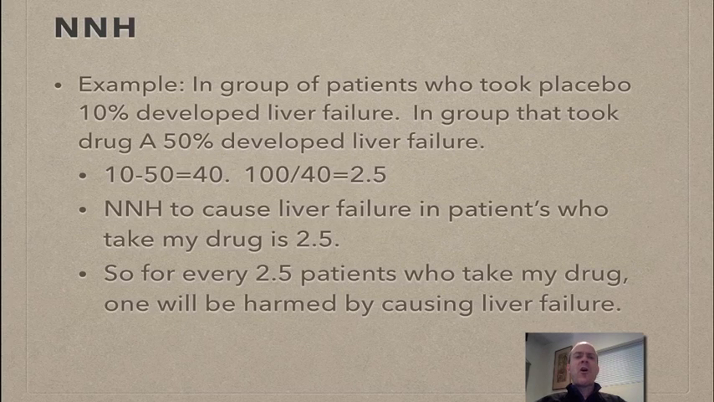How about number needed to harm? So in a group of patients who took a placebo, 10% developed liver failure. But in another group that took drug A, 50% developed liver failure. So what's the absolute percentage risk of harm? It's 40%. Take 100, divide it by 40, you get 2.5. So the number needed to harm to cause liver failure in patients who took my drug, drug A, is 2.5. For every 2.5 patients who take my drug, 1 will be harmed with liver failure.